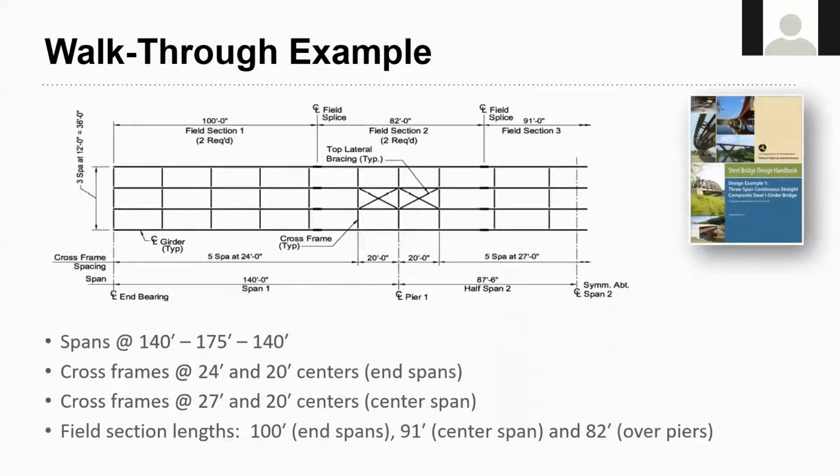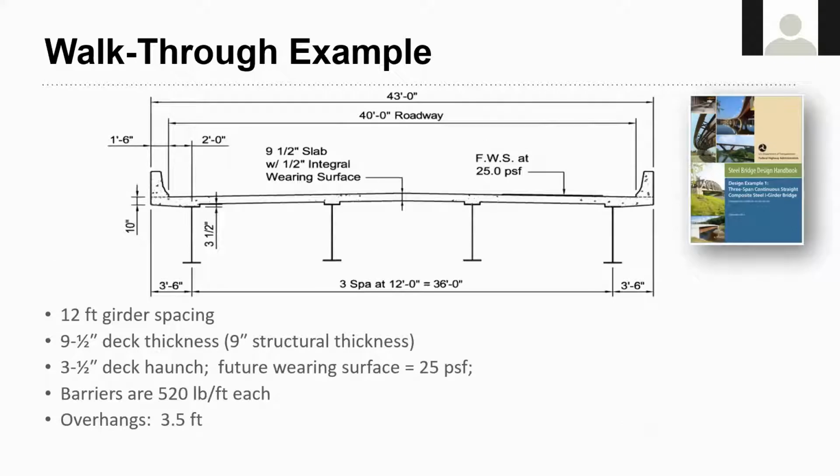As I walk through the presentation here, let's keep this example in mind. I'm going to refer to it a little bit. This is actually Example 1 from the Steel Bridge Design Handbook. It's a simple, routine bridge. It spans 140, 175. You can see the cross frame spacing and the section lengths. It's a very routine, straight I-girder bridge that we would normally see. Nothing crazy about the girder spacing: 3 spaces at 12 feet, a 9.5 inch deck thickness. The haunch is there. This is all just information, but keep this kind of bridge in mind as we walk through this guide, as the routine type of bridge we're looking to design today.